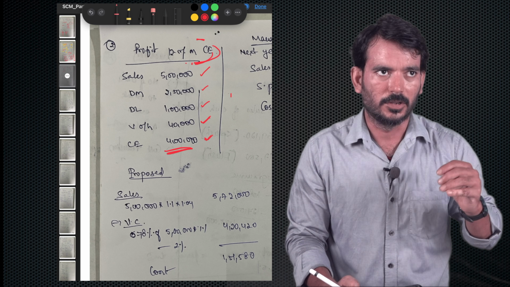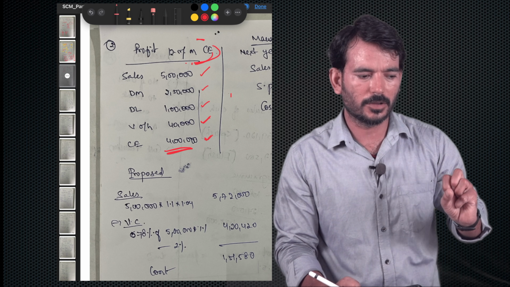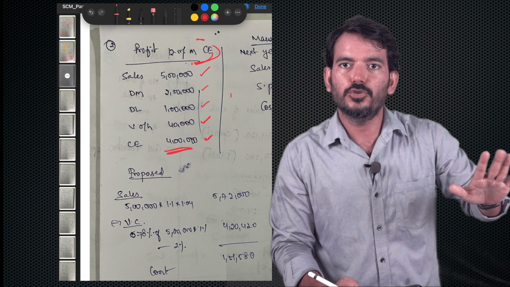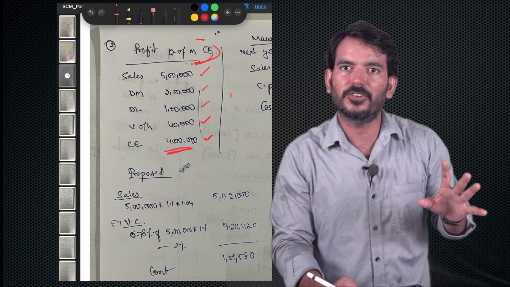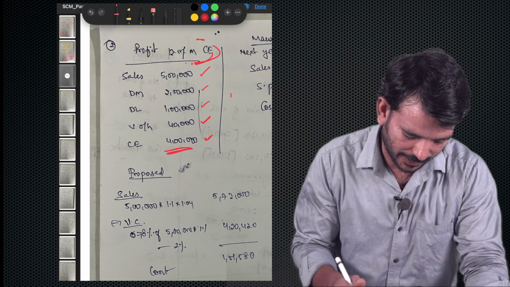You have the profit also. So you have sales, you have variable cost, fixed cost is not there, that will be the balancing figure. You have the profit. So from this information you will calculate for the next year. Unless you do it for the present situation, it is difficult to do the projection for the proposal given by the manager.